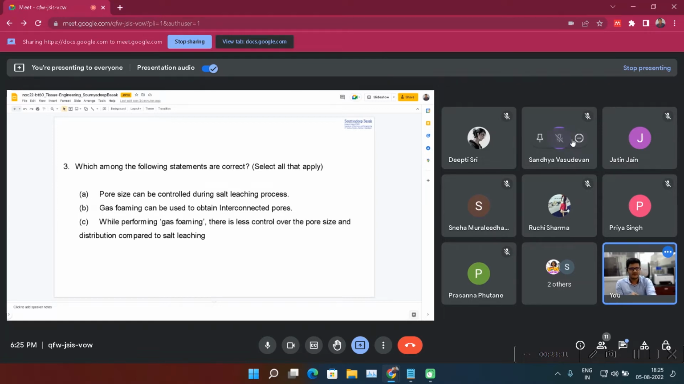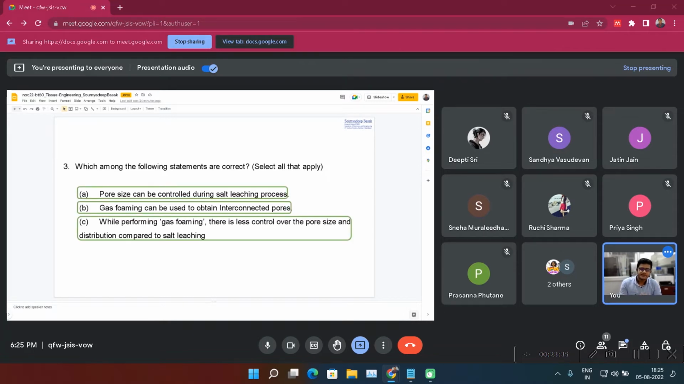Yes, I have got the response, and all of the above statements are true. Pore sizes can be controlled during the salt leaching process by increasing or decreasing the salt concentration in the blend. Gas foaming can be used to obtain interconnected pores. Yes, that is true. And while performing gas foaming, there is less control over the pore size compared to salt leaching. All these things are true.